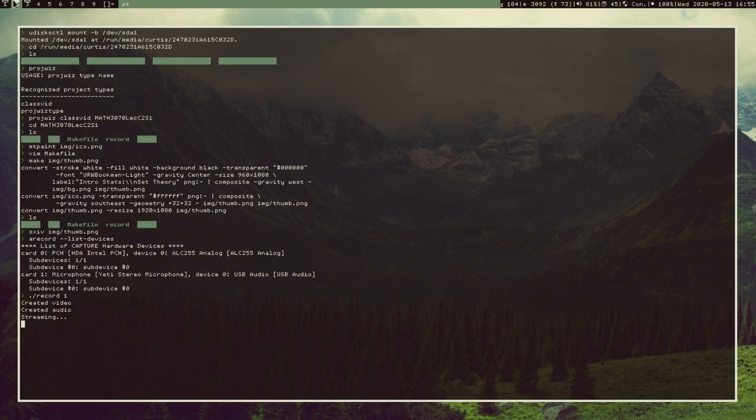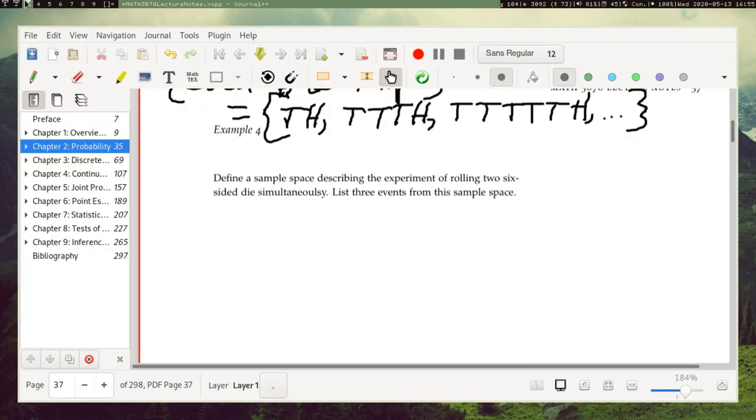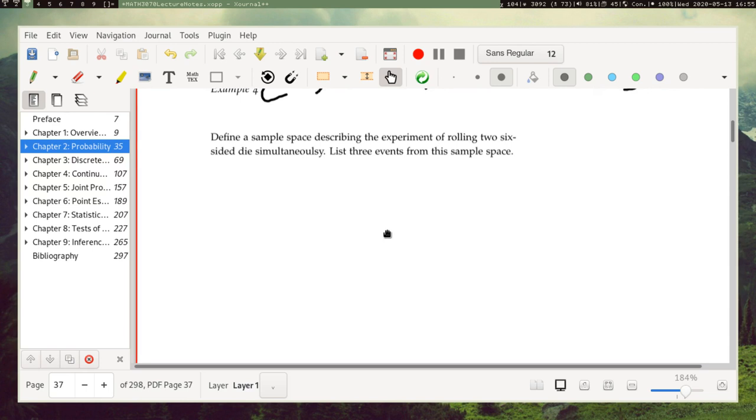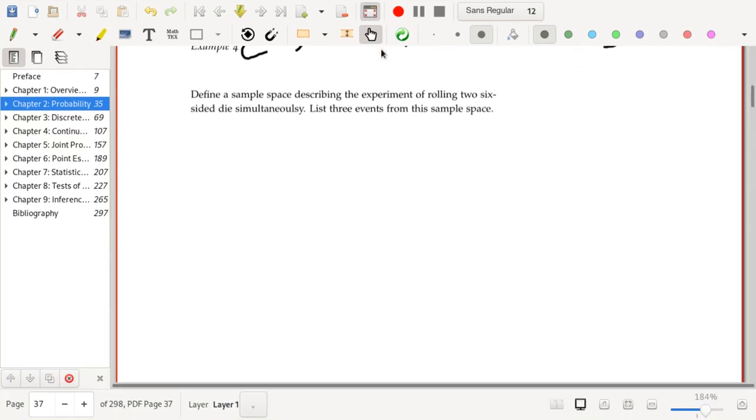All right. Example 4. Define a sample space describing the experiment of rolling 2 6-sided dice simultaneously. List 3 events from this sample space. All right. 2 6-sided dice simultaneously. What would that look like? Well, it's tempting to say that this sample space consists of the numbers 2 through 12, but that's actually not what we should use. The reason why is probably what you're thinking is I'm adding the pips on the two dice together, but I never said that. I never said that there was going to be addition of 2 pips, so we're not going to do that.